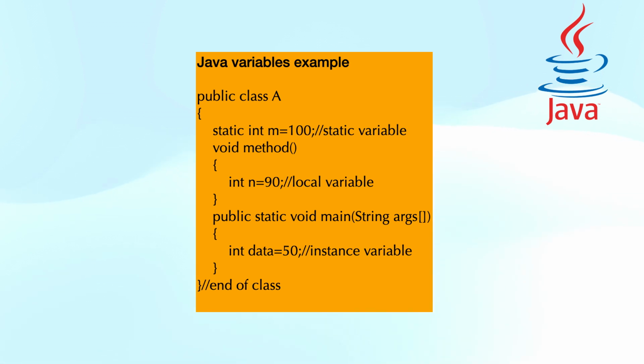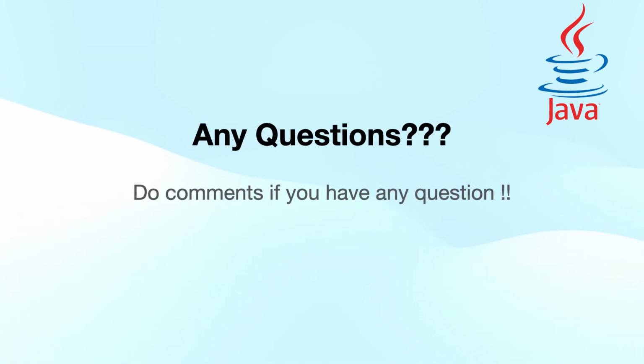I hope you can see the difference between a static variable, a local variable, and an instance variable, and I hope you guys learned how to differentiate between those three variables.